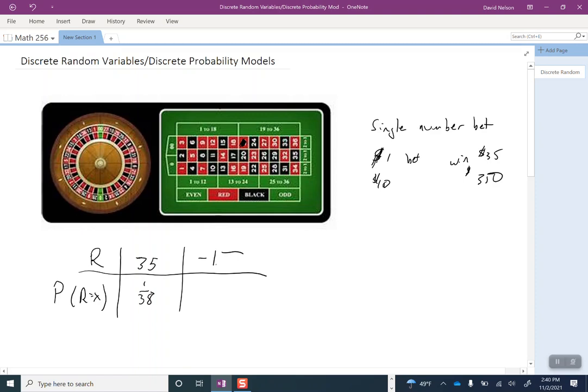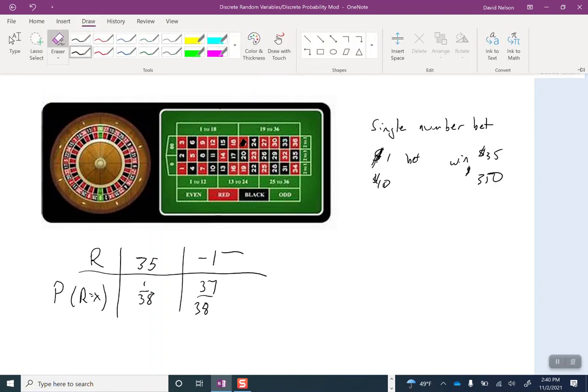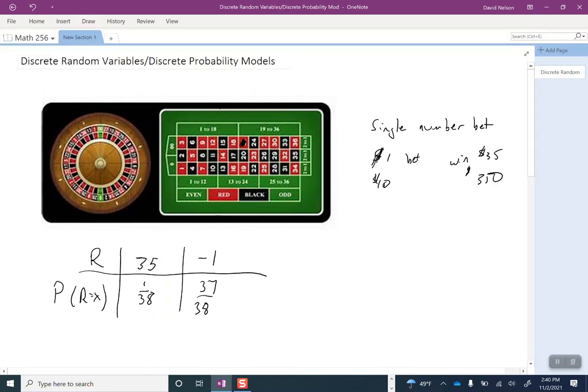And you've got a 37 out of 38 chance of not winning, of it coming up something other than the 21 that we're betting on, or whatever number you're choosing to bet on. And so there's our probability model. You have 35 happening 1/38 of the time, and -1 happening 37 out of 38 times. And a lot of times what we're interested in is the mean of that probability distribution, mu, or sometimes they'll call it the expected value.